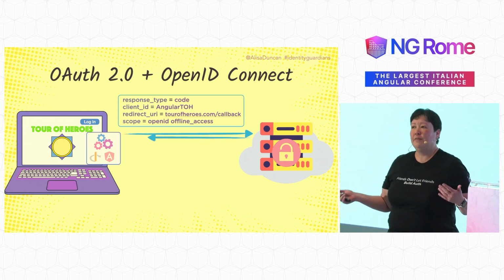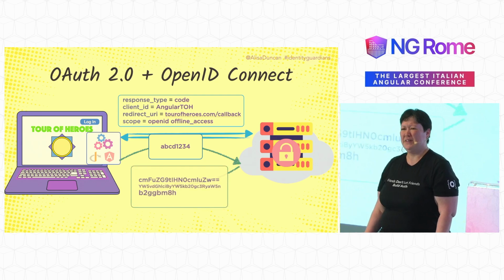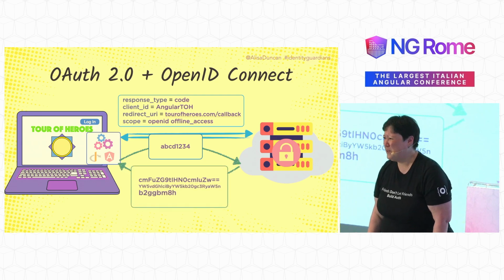And through a series of interactions, you're going to get back, what is this, 3 random strings? What are we supposed to do with this?